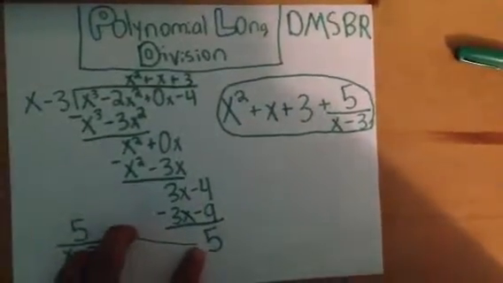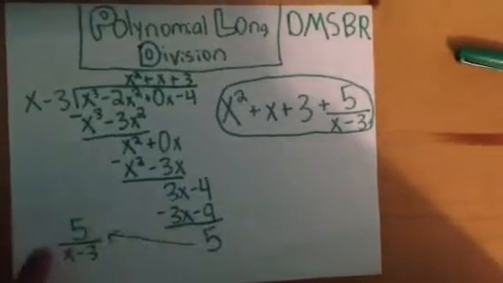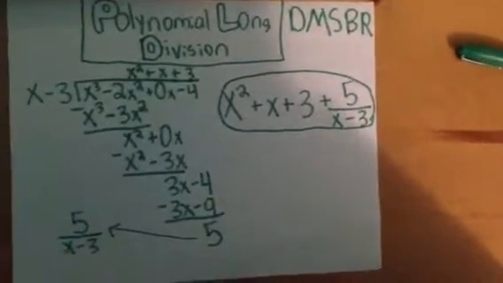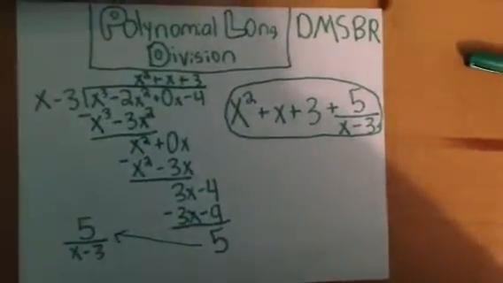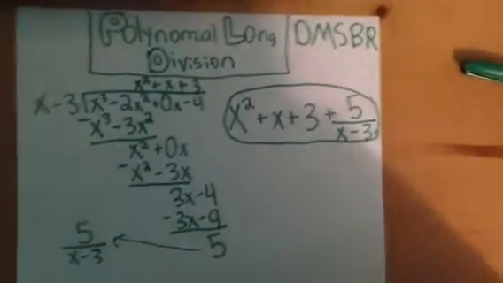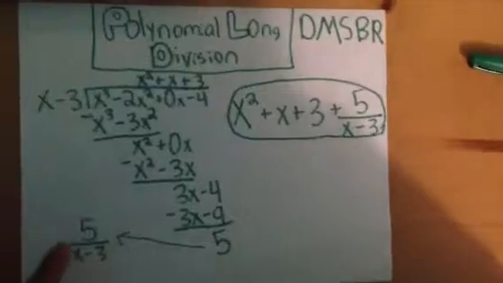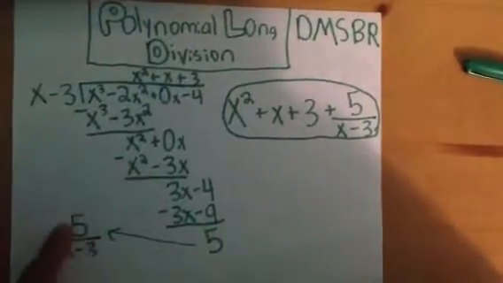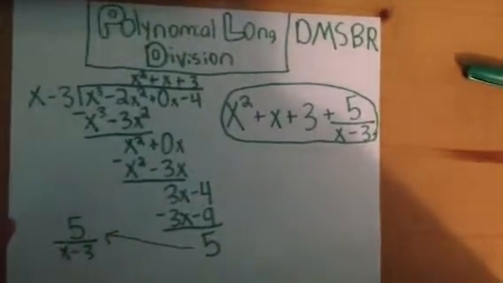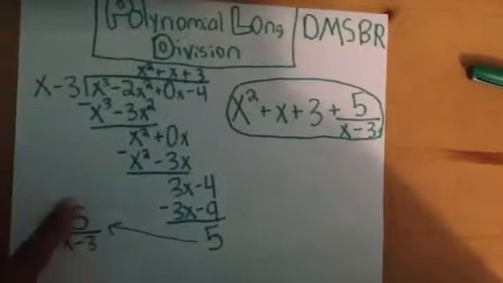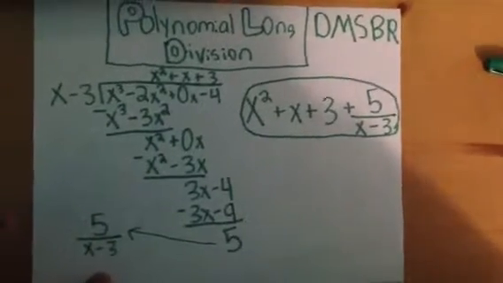You take the 5, which is the remainder in this problem, and you put it as a numerator over in a fraction. The denominator will always be the divisor. So, in this case, we have 5 over x minus 3. 5 is the numerator and x minus 3 is the denominator.